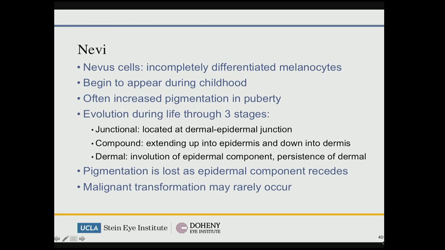Initially, they're junctional, so they're located at the epidermal junction, and then they become compound, where they extend up into the epidermis and down into the dermis. And lastly, the dermal phase consists of involution of the epidermal component with persistence of the dermal component. Pigmentation is lost as the epidermal component recedes, and so nevi on the eyelid margin often look non-pigmented. Malignant transformation may rarely occur.